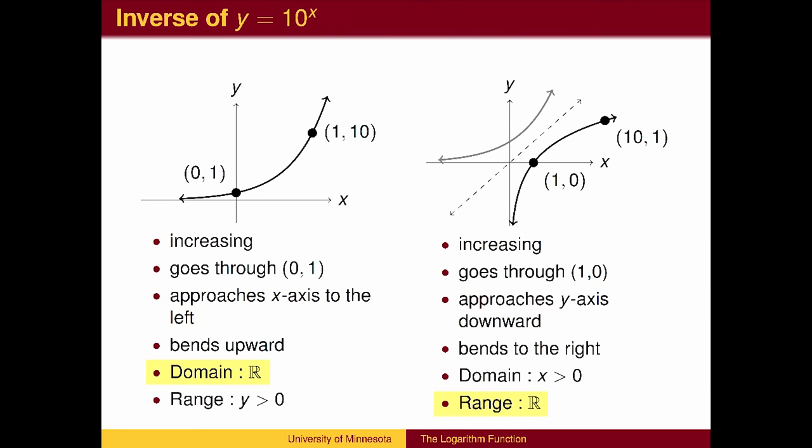The domain of the exponential function is the range of the log function, and vice versa. The exponential graph bends sharply upward, the positive y direction, so the log graph bends sharply in the positive x direction, that is, to the right.